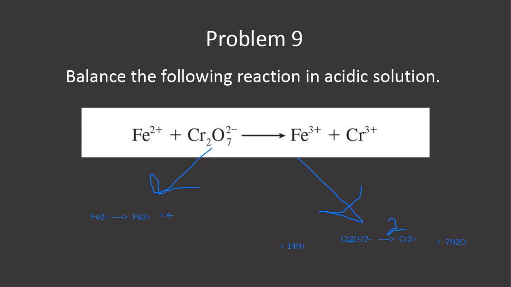And lastly, what do we do? So we got 14 plus, and then we got 2 minus. So overall, we got a 12 plus on this side. And then here, if we look at a 6 plus, right? So how many electrons do we want to add? Yeah, 6 electrons to the left.